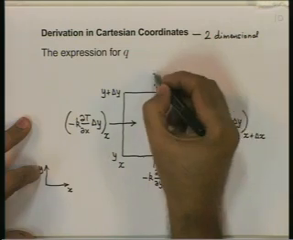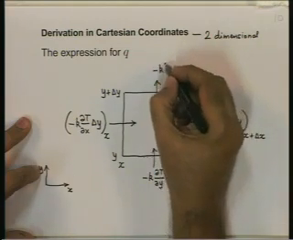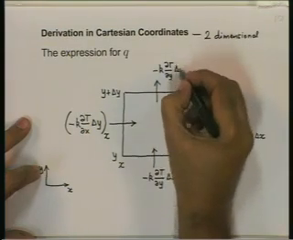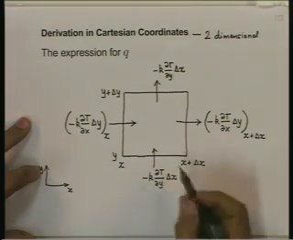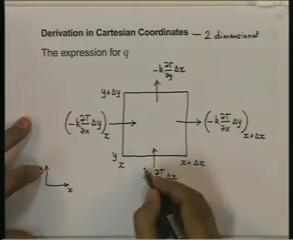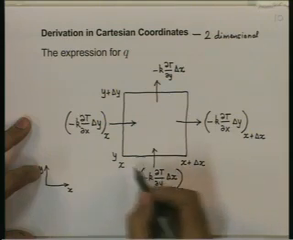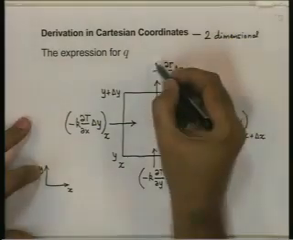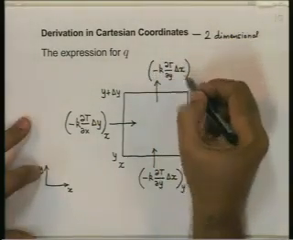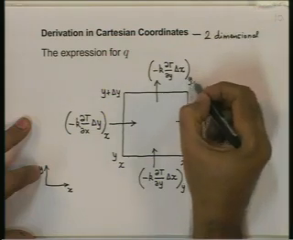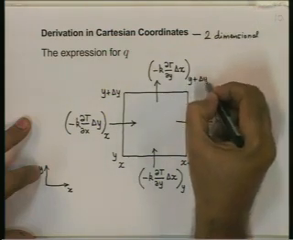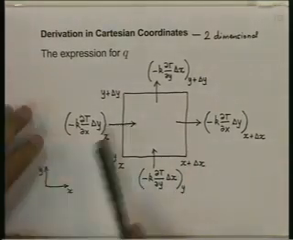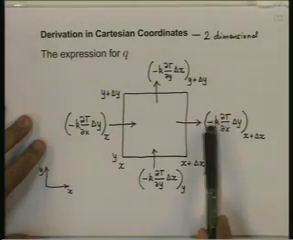Similarly, on the other side we will have a very similar term, minus k dT by dy into delta x into 1. Again, this term is evaluated at the bottom end of the control volume, which is at y, and this term is evaluated at the opposite end of the control volume, which is y plus delta y. Notice that when we evaluate this term and this term, y doesn't change.